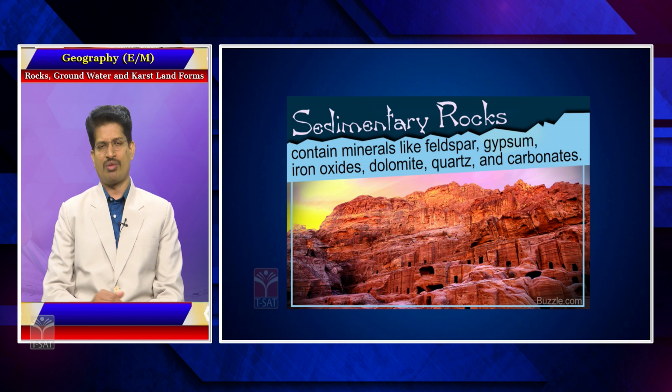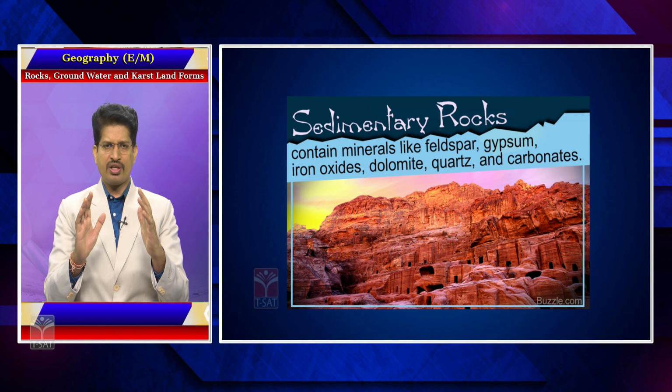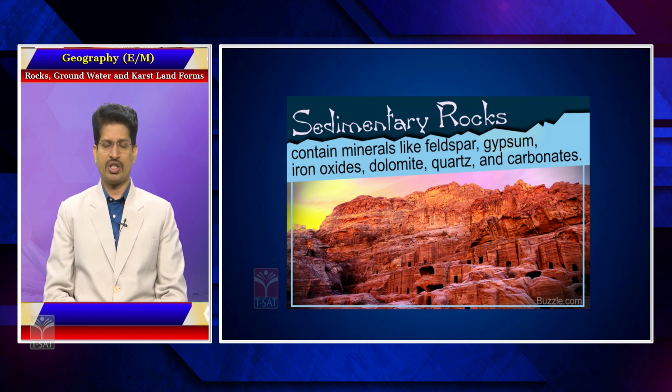So, the minerals which are derived from these sedimentary rocks contain minerals like feldspar, gypsum, iron oxide, dolomite, quartz, and carbonates. So these are the different kinds of minerals derived from sedimentary rocks.